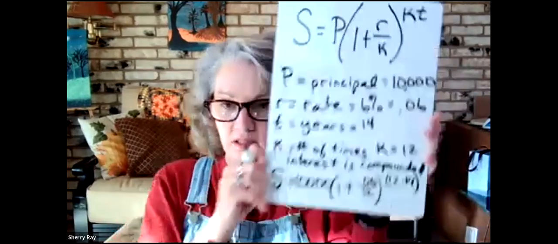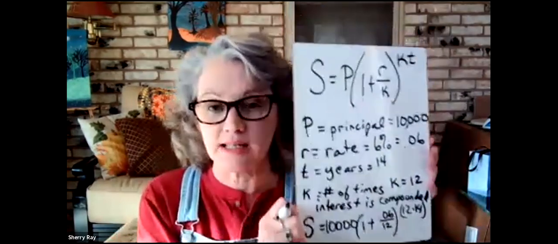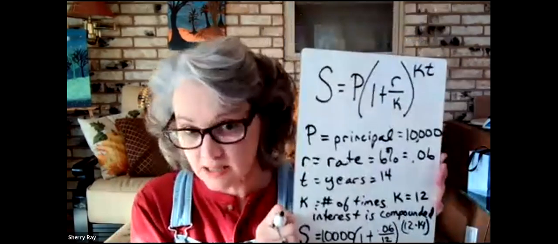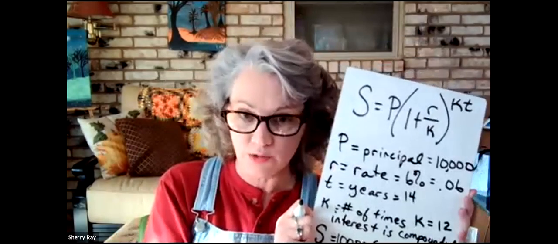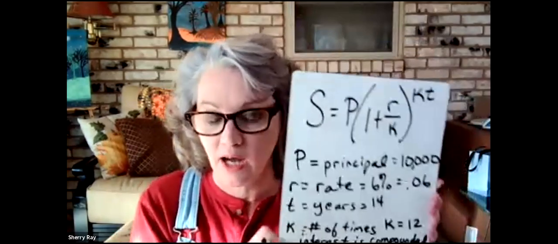I'll go to my Desmos calculator. Okay, now this is going to give us our balance, not our interest. So we'll have to subtract $10,000 from that to figure out how much interest we made, okay? And you really got to watch the questioning on my math lab. So I'm going to go back to Desmos calculator.